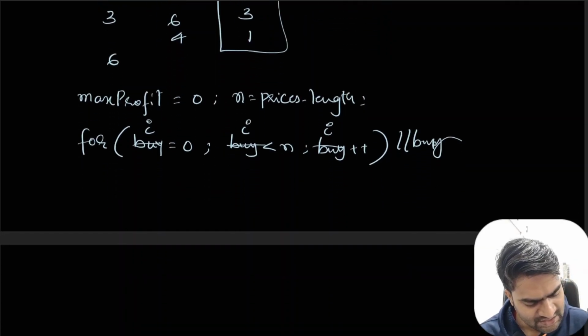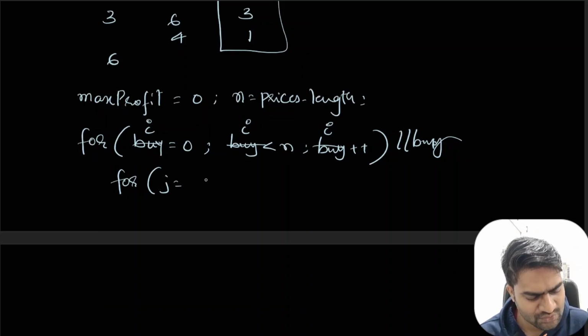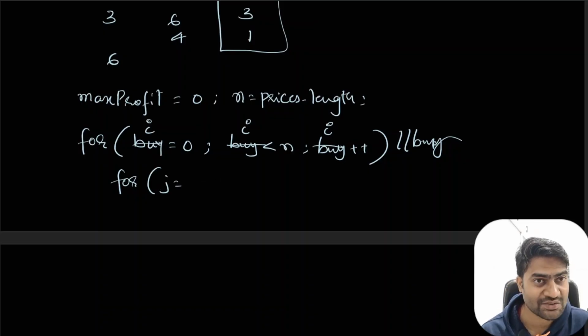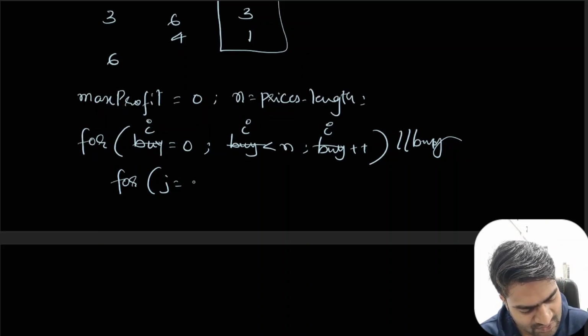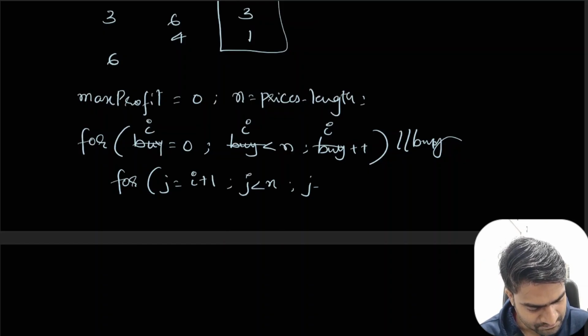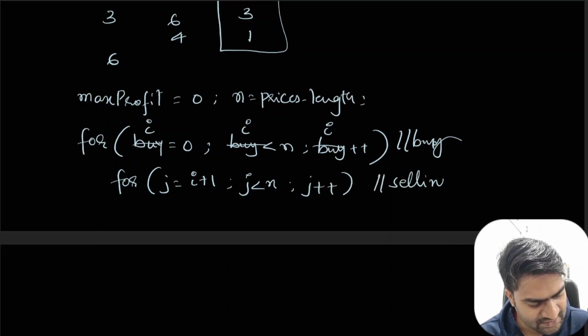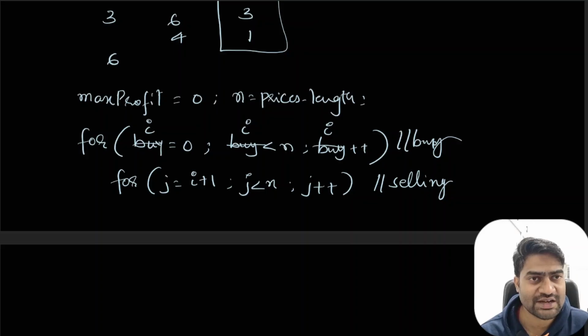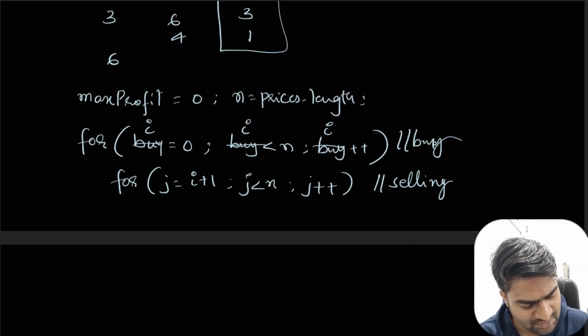Okay. Then I will take one more loop for j equal to, now I should start from i plus 1 because I cannot really start from 0, or I cannot really start from i because there is no point in selling it on the same day. That's why j equal to i plus 1, j less than n, j plus plus. So this is my selling. Okay. I will try to sell on each day and I'll see what is the profit.